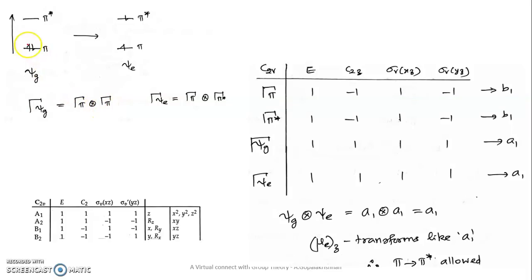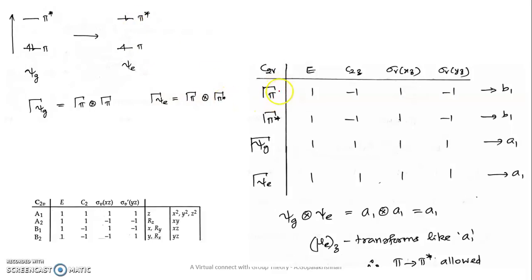Why? Because it has 2 electrons. For each electron we have to write a representation and you have to take the direct product. So the ground state has 2 electrons in pi, so you have to multiply pi and pi. In the excited state, 1 electron is present in pi, the other electron is present in pi star. So the excited state is obtained by multiplying the direct product of pi and pi star. Are you able to understand?